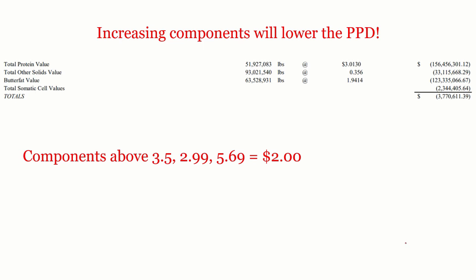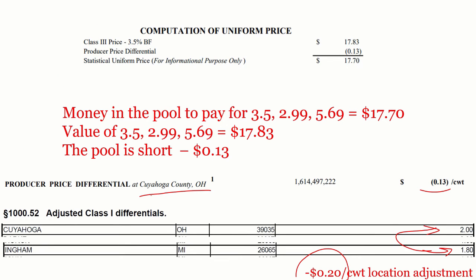So one of the things that, as soon as you start calculating these things, you find out is that if we have more components in the pool, for example, we increase fat to 4% instead of 3.93, that is going to lower the PPD. And again, if you think about it, what happens is we pay out the components to get the statistical uniform price. So if we pay out more components, then that's going to make less for the PPD.